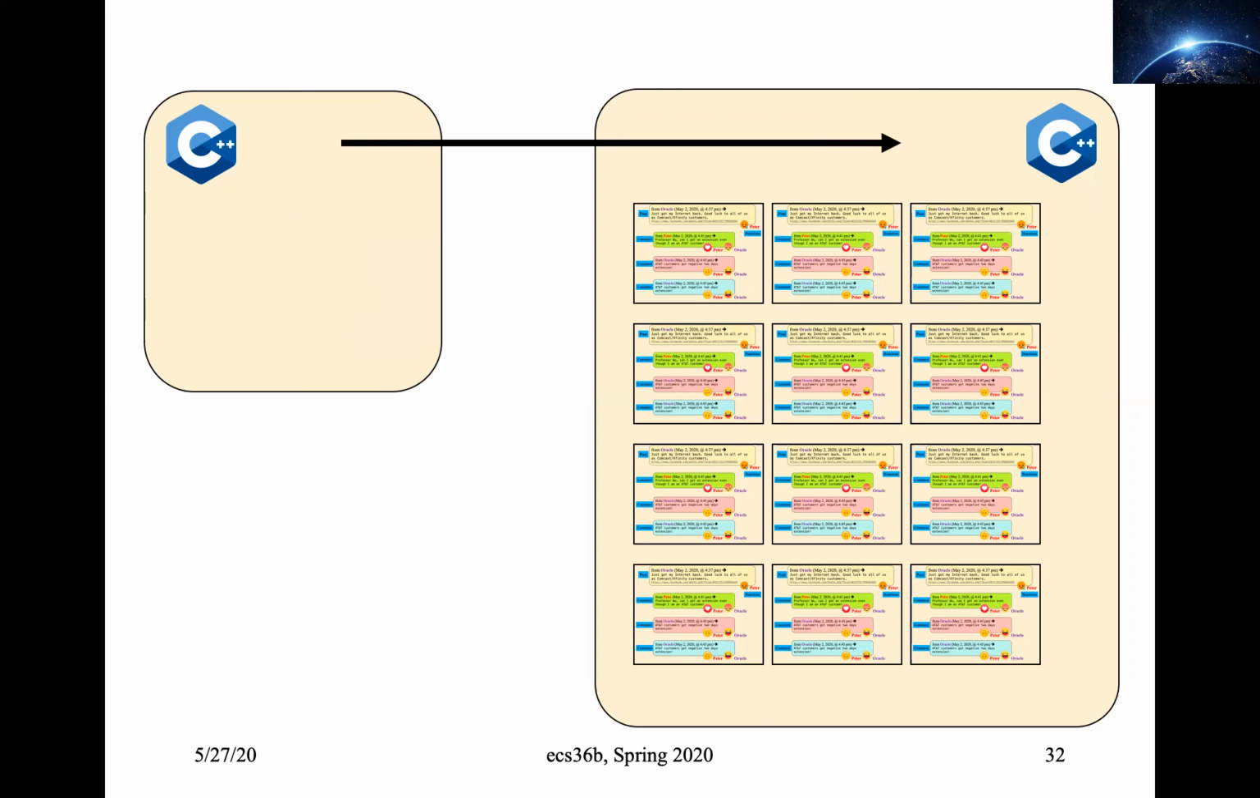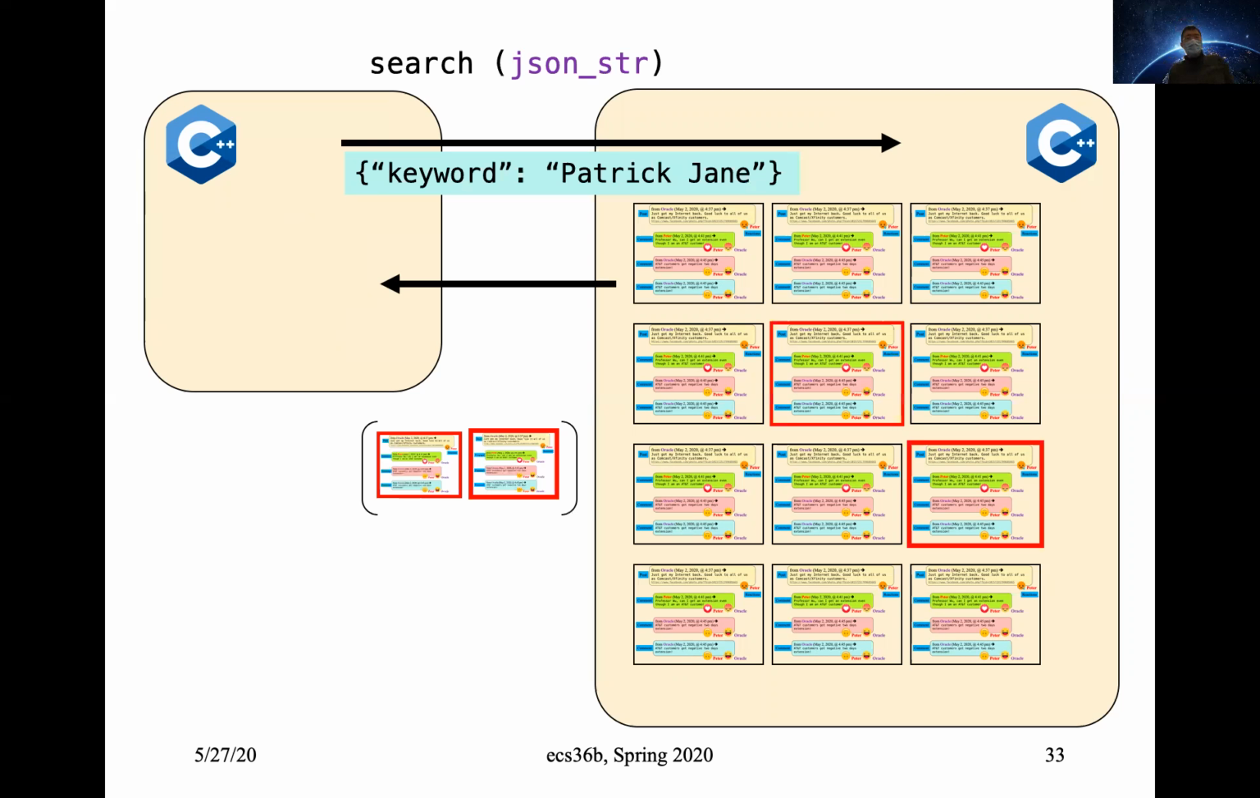Now you want to do a search. The way you do a search is using the second function, called search, the second JSONRPC function. Inside that search, you just type in a keyword, a key phrase. In this case, I'm saying the keyword is Patrick Jane. You know who Patrick Jane is? Anybody watch that? Oh, some of you watch that.